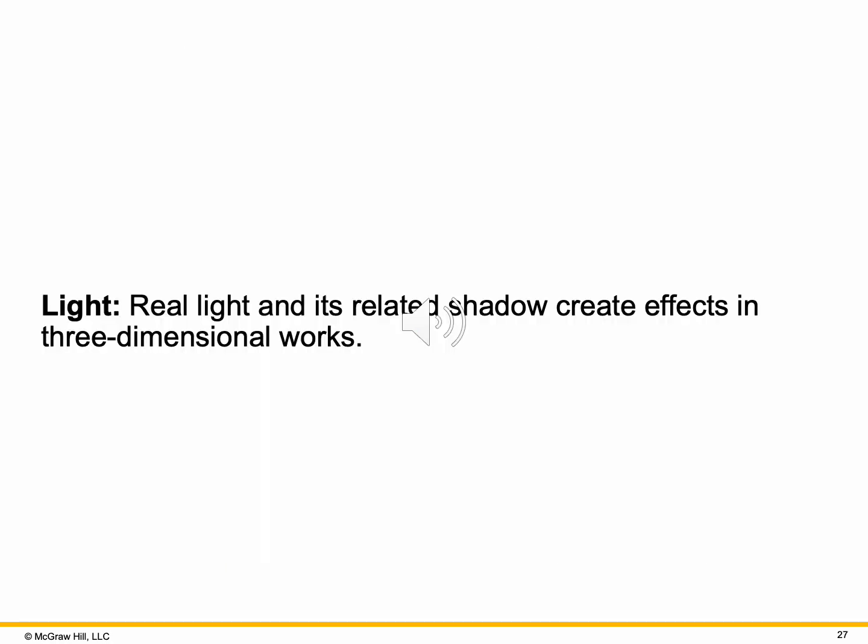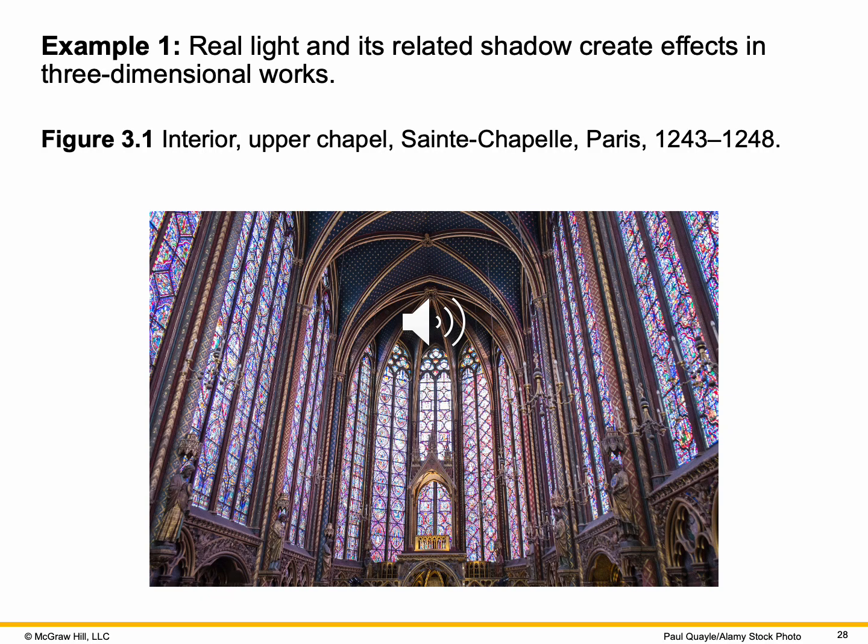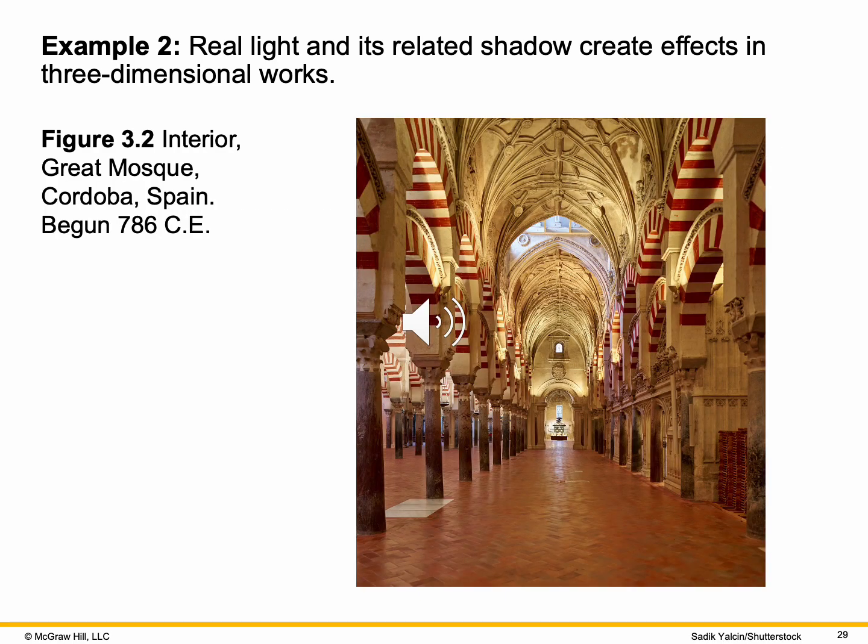Light. Real light and its related shadow effects in three-dimensional works. When we talk about light in art, we refer to both real light and the representation of light. Real light refers to how an object interacts with light in its environment. At Sainte-Chapelle, natural sunlight passes through the colored stained glass windows to create a dramatic jewel-like effect.